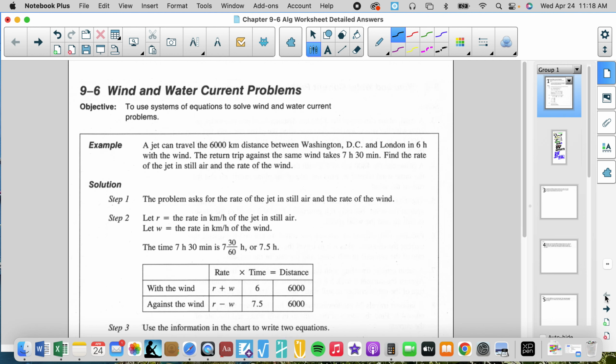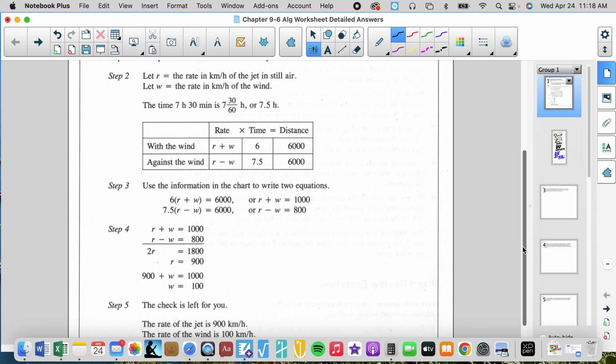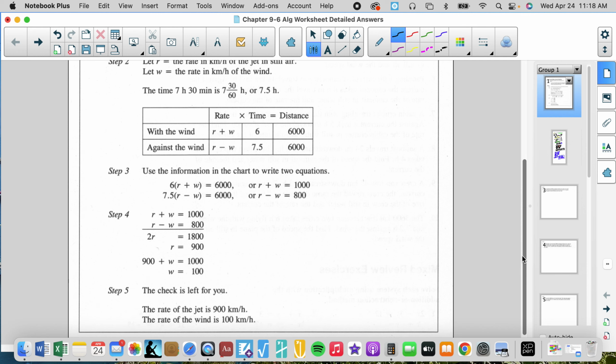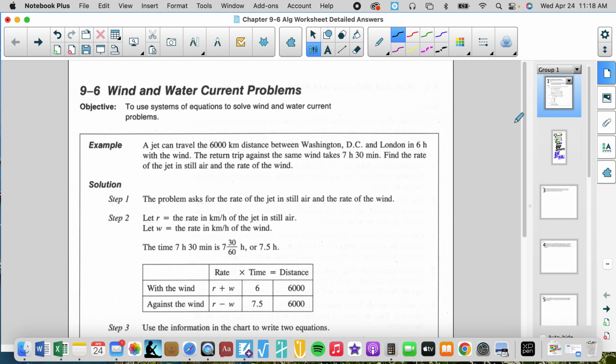Let's go back to the example and let's see how they did it the same way. Okay. Yeah. R plus W. Oh, I see what they did. They got rid of that quantity outside. I get it. That's not a bad way. We can do it either way. It'll just be easier. I don't remember doing it this way, but it worked.